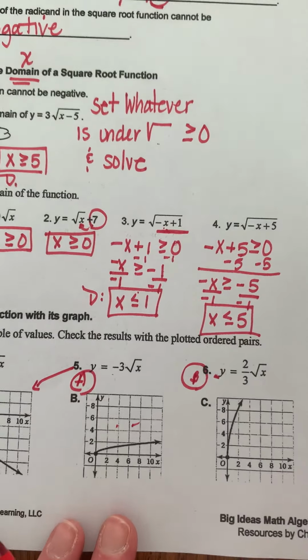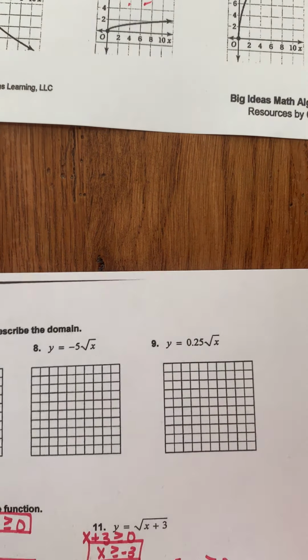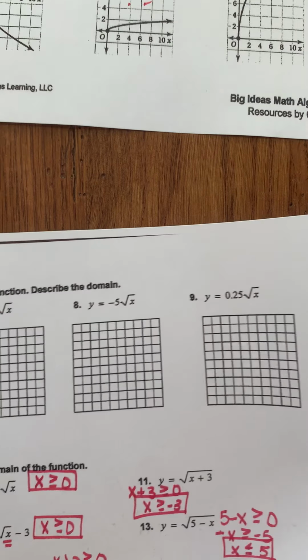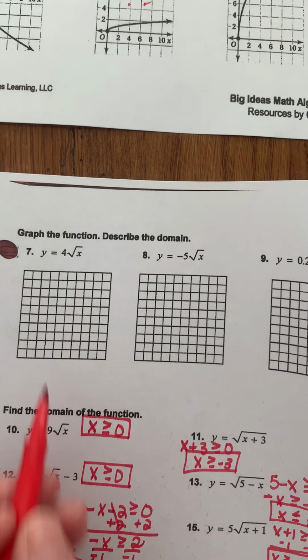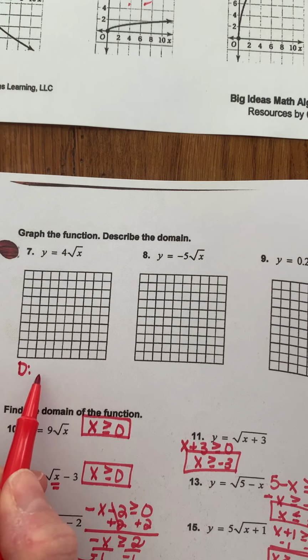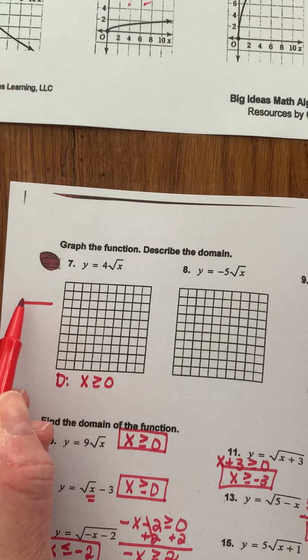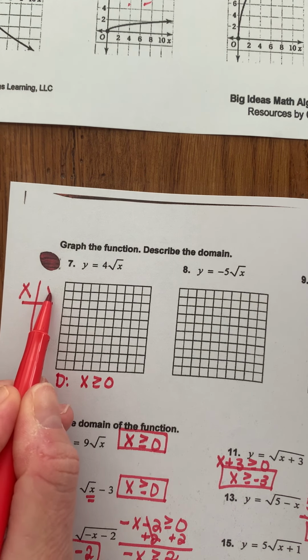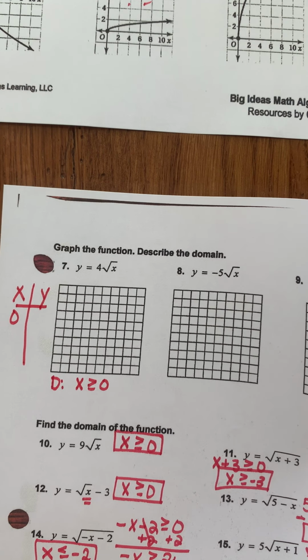Now on the back is where we're actually going to graph them at the top. So the very first thing it says is to graph and then find the domain. So I would start with defining the domain first. To find your domain, you set whatever's underneath greater than or equal to 0. So I now know when I choose values for this, I can't have an x that's less than 0.